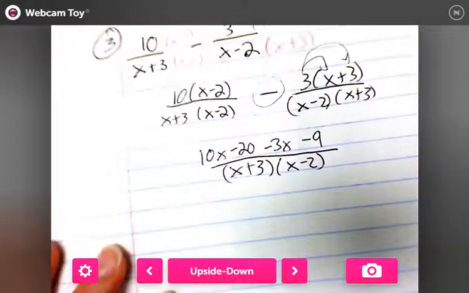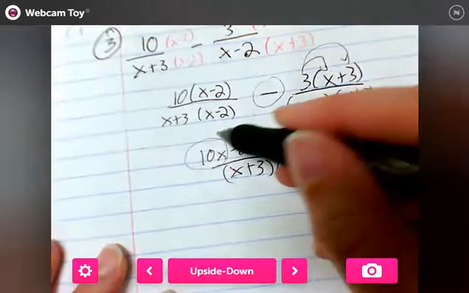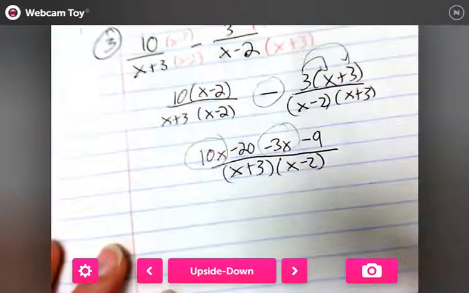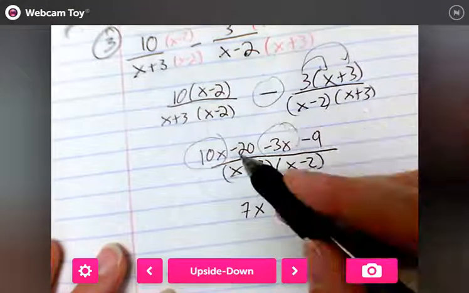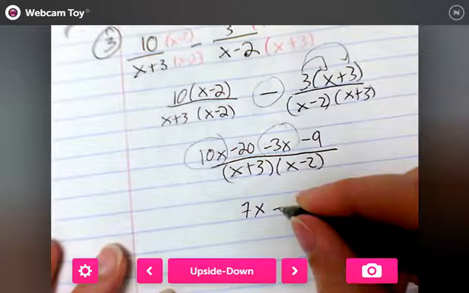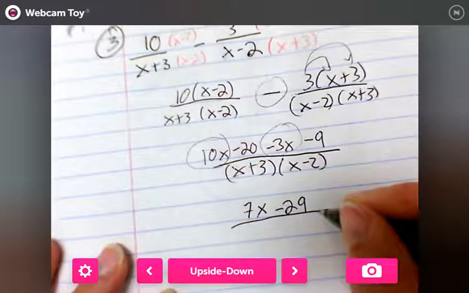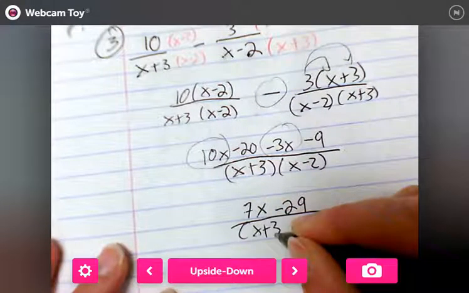Okay, now that I've done that, I'm going to add like terms. 10x and negative 3x gives me 7x. Negative 20 minus 9 gives me negative 29. All over x plus 3 times x minus 2.